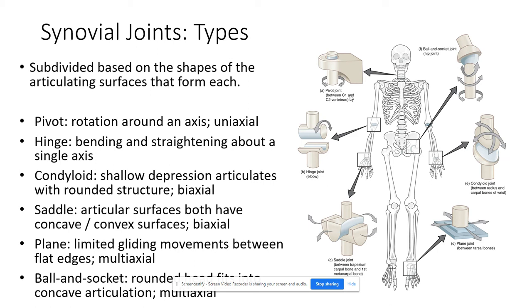With your hinge joint, the example given was the elbow. So the rotation is limited, bending and straightening about that single axis. In a condyloid joint, you would have a shallow depression, which will articulate in a biaxial range. Your C is a saddle joint. You'll be able to articulate in a concave or a convex surface, still biaxial.